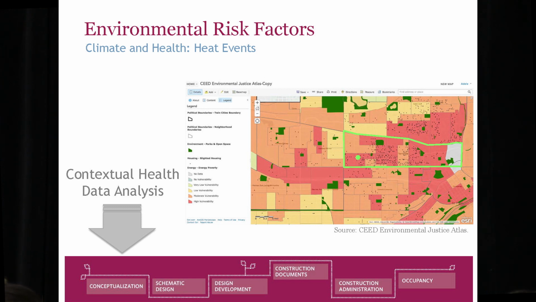And then you can see in the red, what the red and the orange mean is looking at what's called energy poverty, which is the ability of the household to pay their electrical bill. So if you're in a highly vulnerable energy poverty neighborhood, then you have a higher percentage of neighbors, and potentially yourself as well, who during a heat event might not be able to pay the higher air conditioning bill because you've got higher temperatures, et cetera. So that makes you even more vulnerable to a potential negative health outcome.